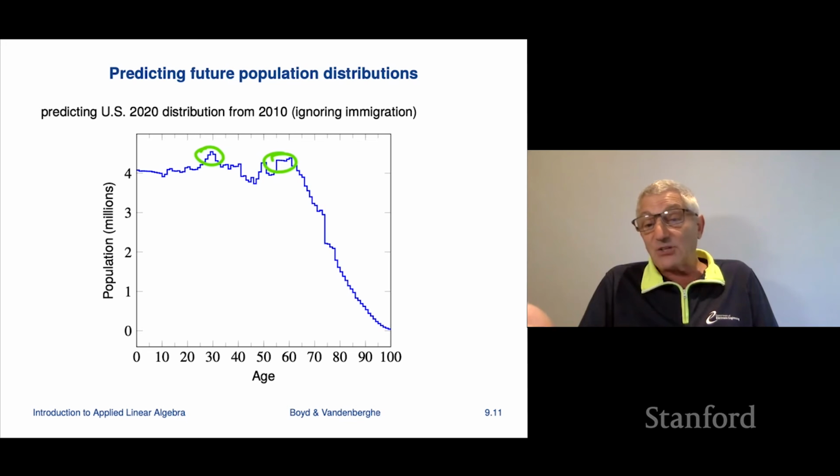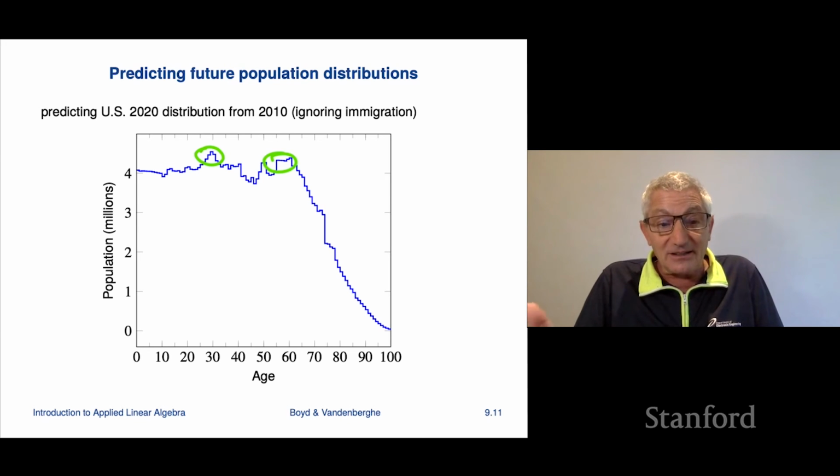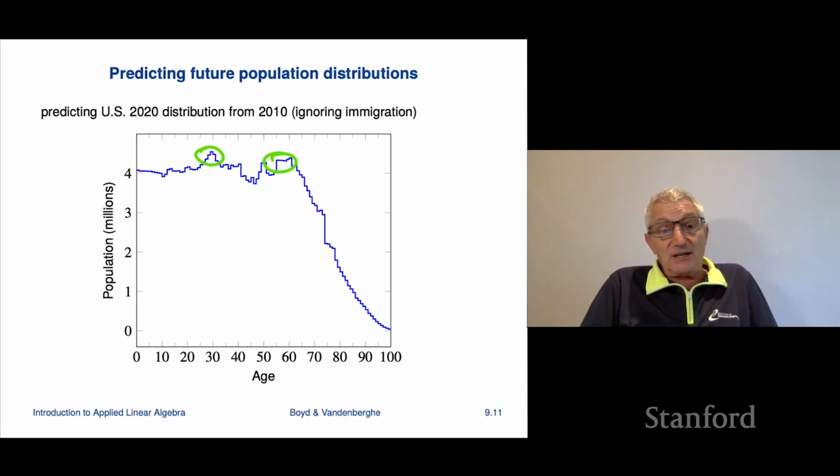Now, I'll just mention a few things about how it's completely clear that this is useful. Extremely clear, because, for example, if you were a school district, you might ask, how many kids are going to be in high school 10 years from now?